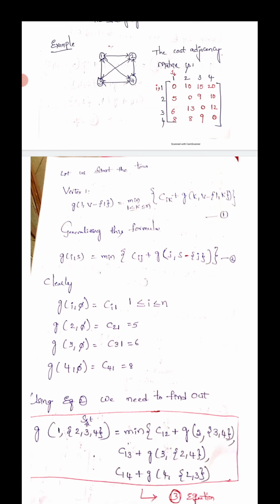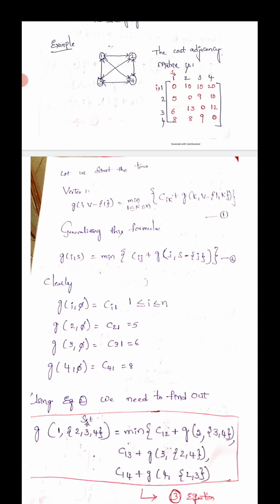g(1, V - {1}) is assigned the minimum over 2 ≤ k ≤ n of c_1k + g(k, V - {1, k}). This is the first equation. By generalizing this formula we get g(i, S) is assigned the minimum over j in S of c_ij + g(j, S - {j}). This equation is number 2.